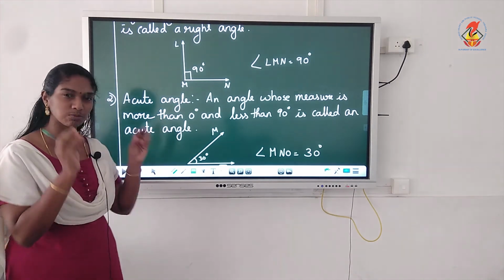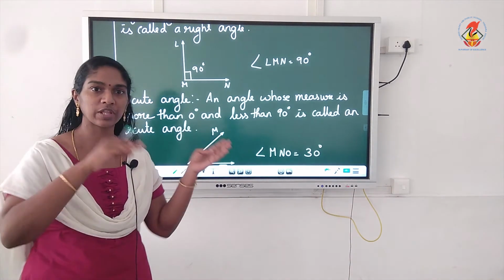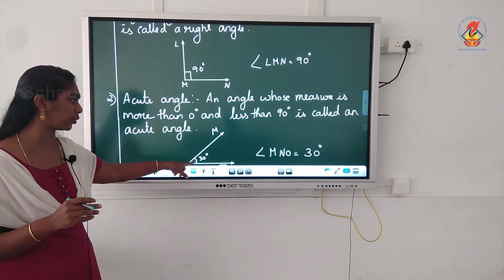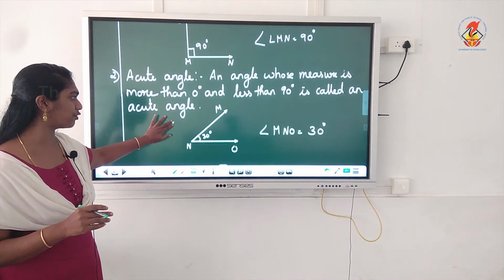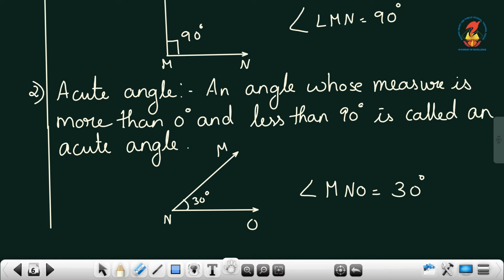So the angles are smaller angles. It should be between 0 and 90 degree. Those type of angles are called acute angle. So here again I have given a name for that angle, MNO. Angle MNO. See, N is the middle letter, so N has to come here. It is a vertex, equal to 30 degrees. So keep in mind, what is acute? Small angle. It should be less than 90 degree, between 0 and 90 degree.